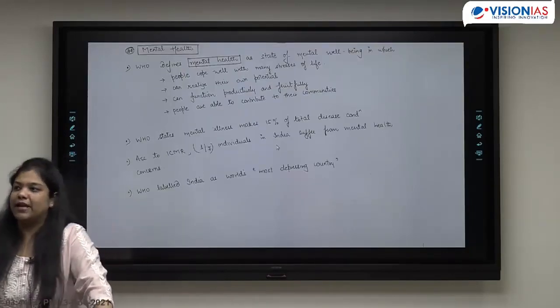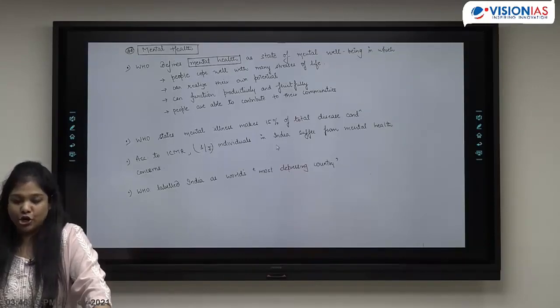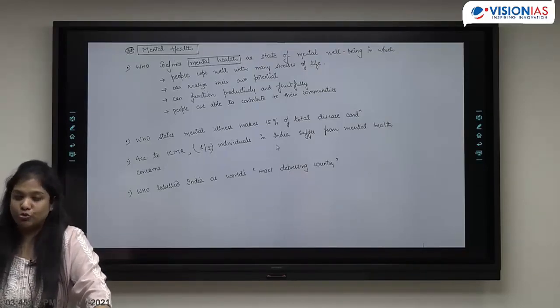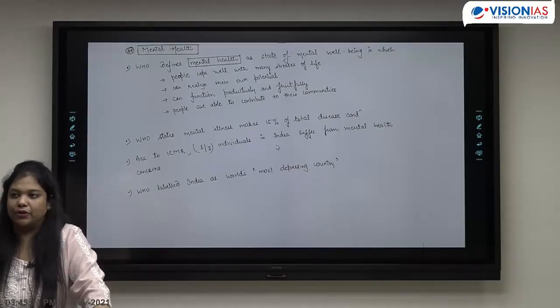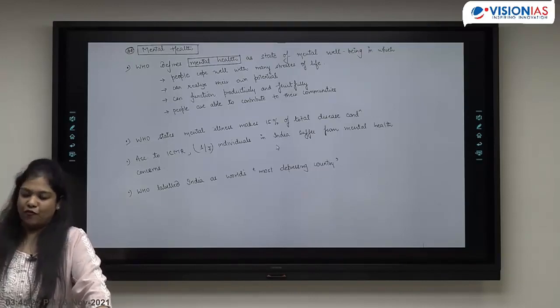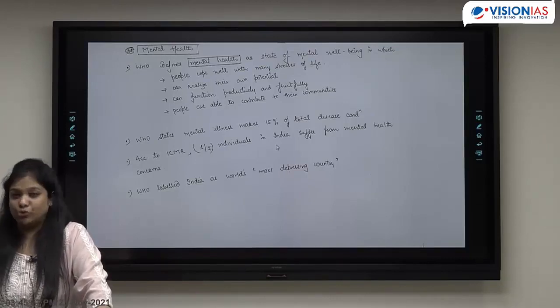WHO defines mental health as a state of mental well-being where you are able to cope with the stress of life, realize your own potential, function productively and fruitfully, and successfully contribute to your community. In these four situations, you would be termed mentally fit. So WHO has defined mental health as a state of mental well-being where you have the ability to realize your potential, cope with stress, contribute to the community, and function productively.